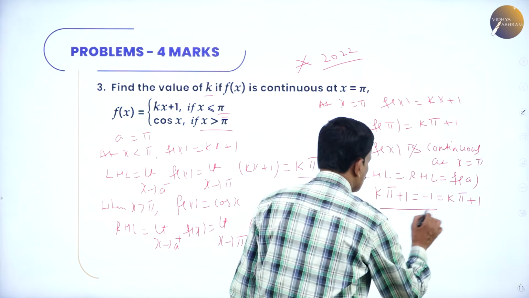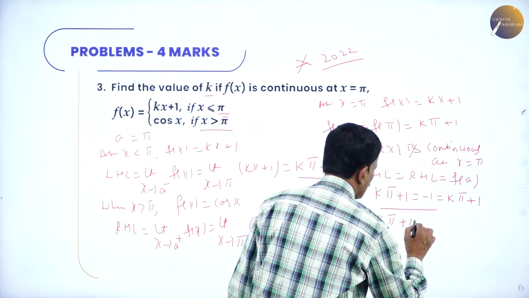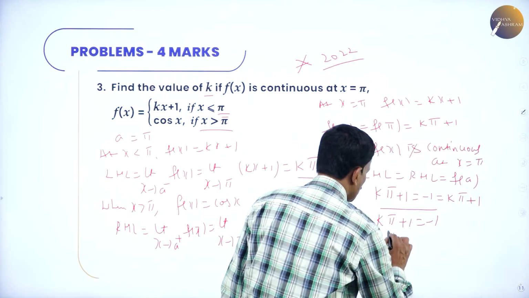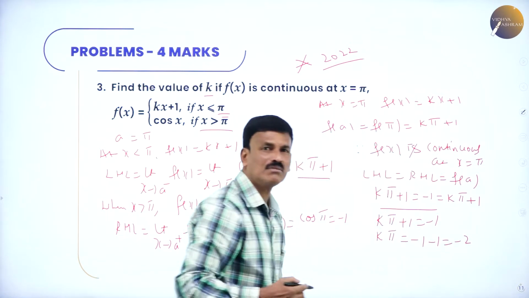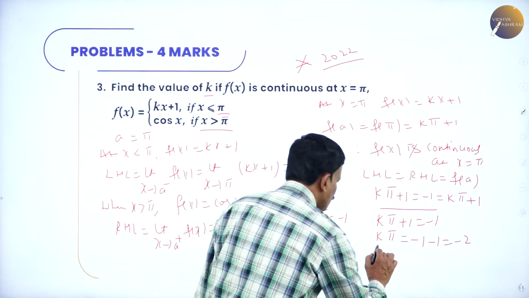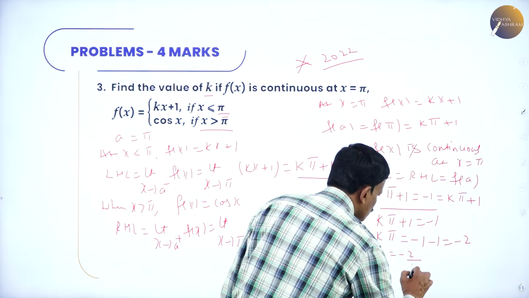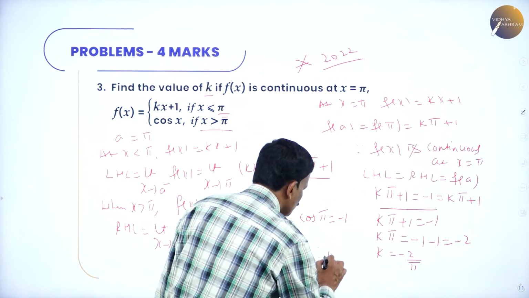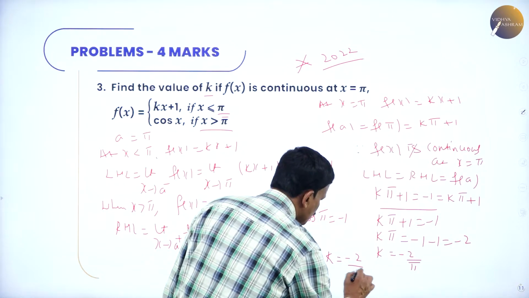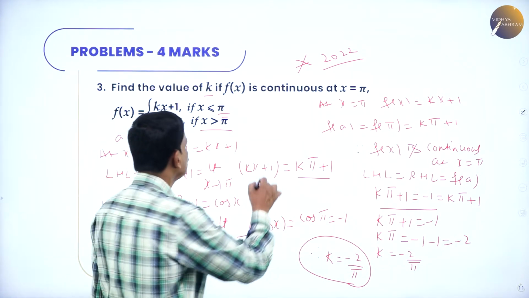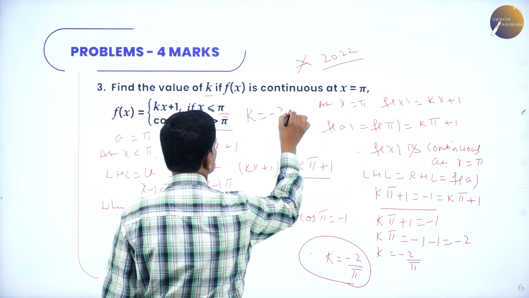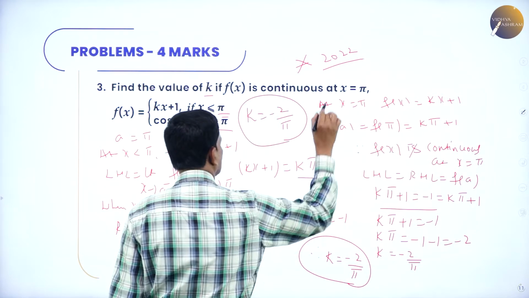Let us equate these two. K into pi plus 1 is equal to minus 1. K into pi is equal to, transfer this plus 1 becomes minus 1. Minus 1 is minus 2. Therefore, k is equal to minus 2 divided by pi. This is the answer. Very important. So, here k is equal to minus 2 by pi.